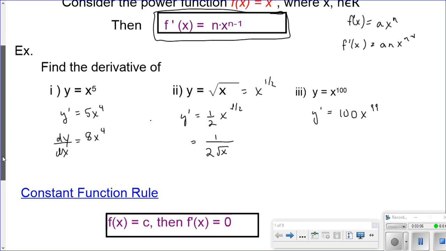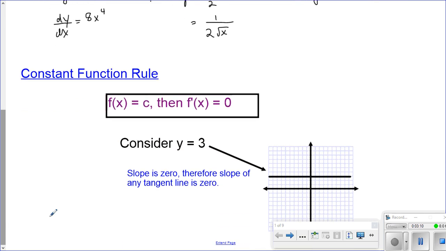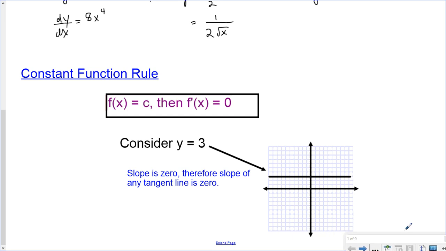Okay, a couple of properties and specific rules that are going to help us with finding derivatives. What about when the function is a constant? Let's say y equals 3 in this case. Since the derivative is just the slope of the tangent line, the derivative of a constant is 0 because the slope of the tangent line is 0.